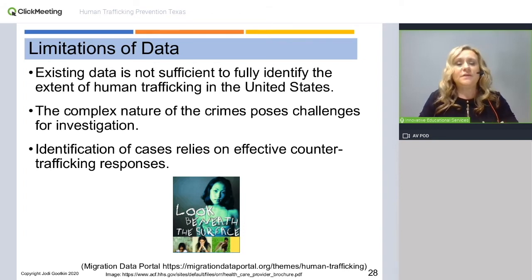In terms of developing resources and ways to assist individuals exit their trafficking situation, and just even understanding the scope of it, there are many limitations in the data that's available. While many organizations are trying to get the information, there just really are some challenges to recognizing the full scope of the problem. And one is that these crimes are very complex.